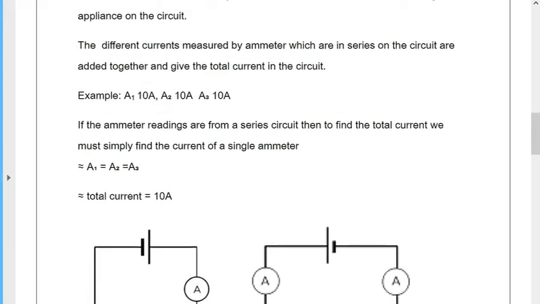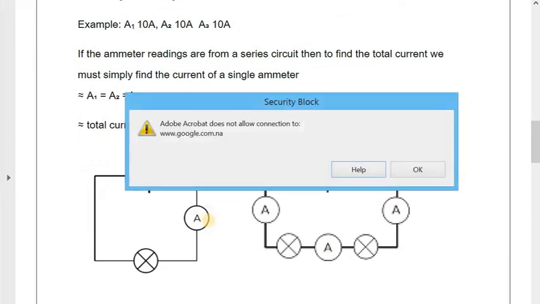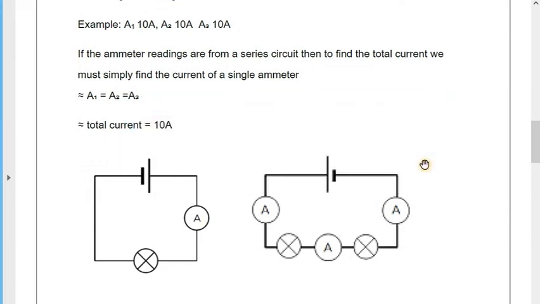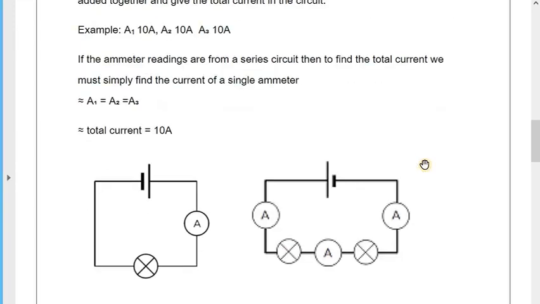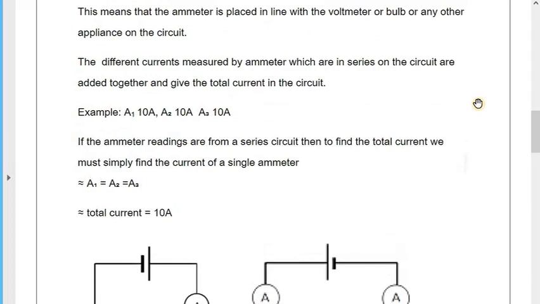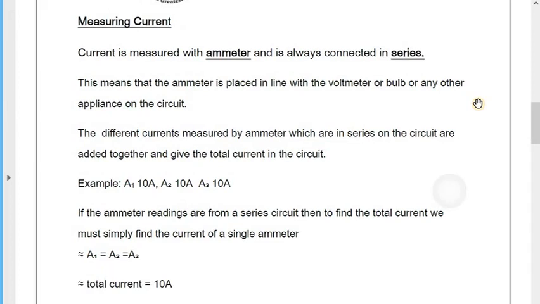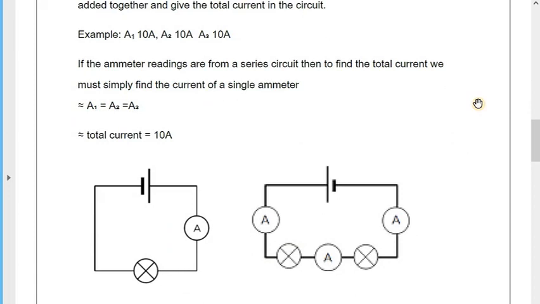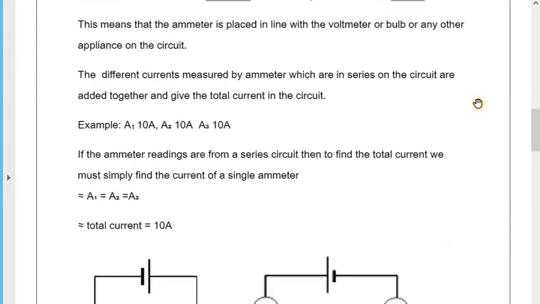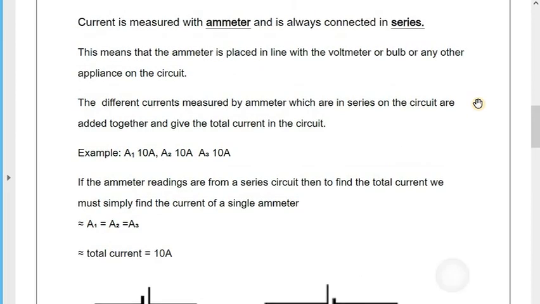If we have this diagram that has 3 different ammeters, you can see the first one has a single ammeter, whereas this one has 3 ammeters. But observe that all of the ammeters and the bulbs are in series. So when we're measuring current, the current for components that are in series is the same throughout the circuit.